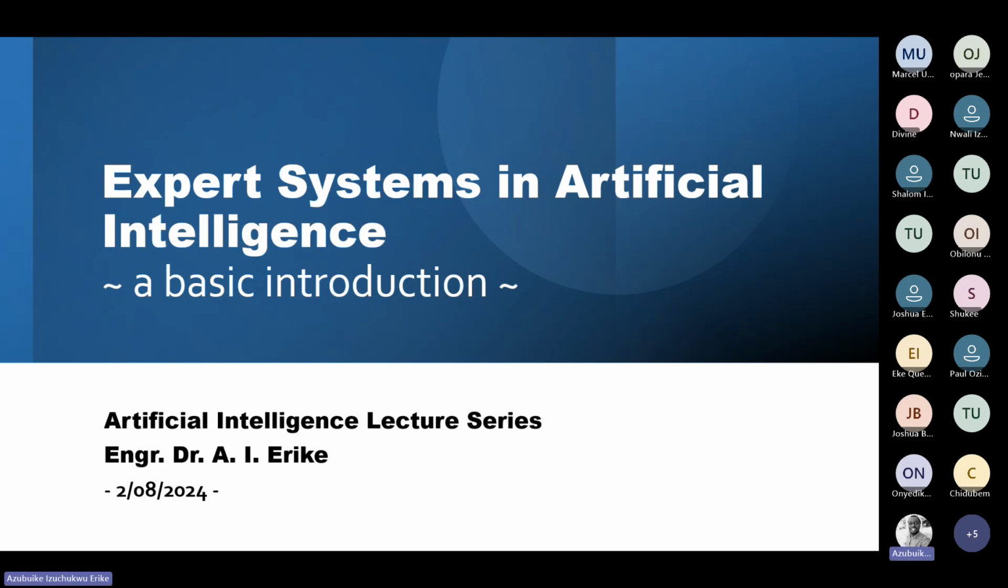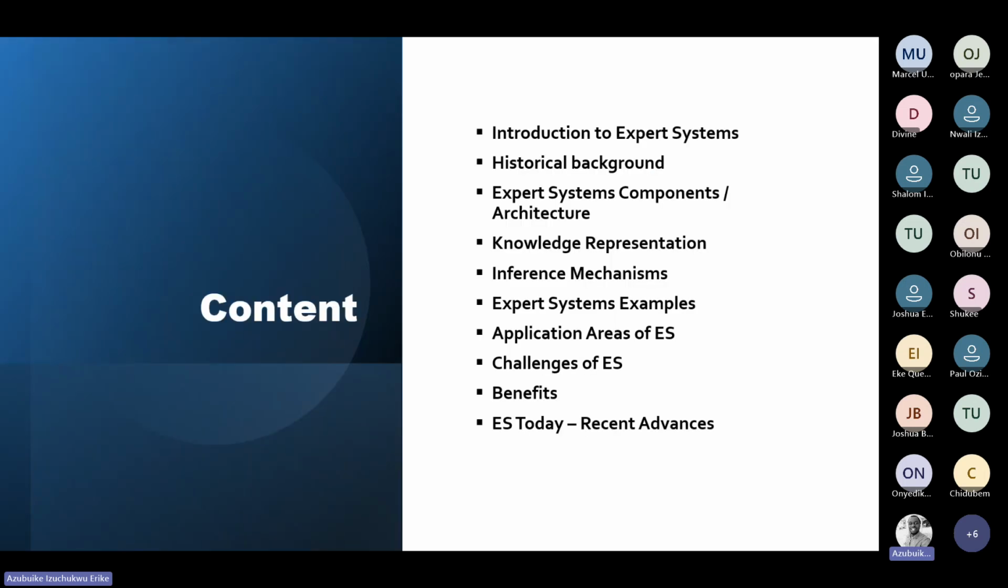I want to start again. I've already introduced this class before, but I want to kind of start with a basic introduction. Then in the subsequent classes, we are going to be looking at some of the concepts in depth. Okay, so the contents, this is going to be a kind of a general overview of what we are going to be looking at when we discuss expert system.